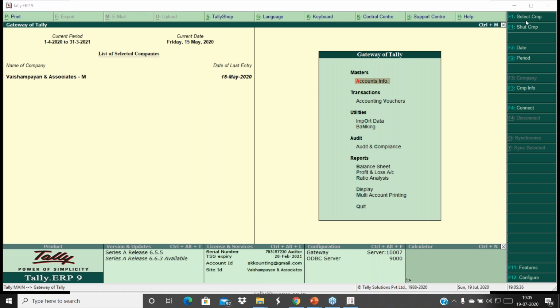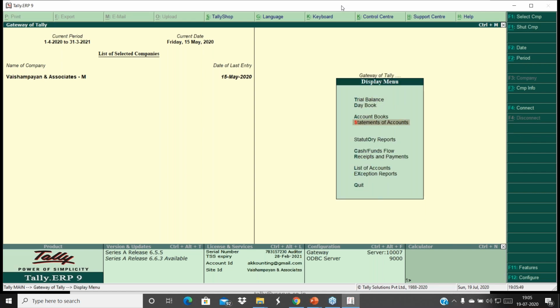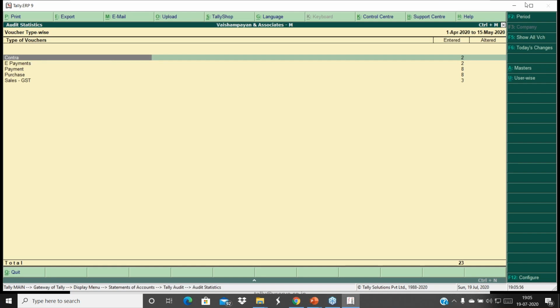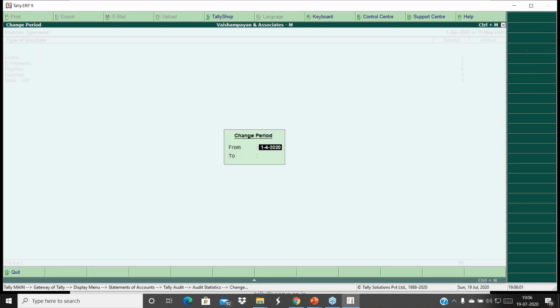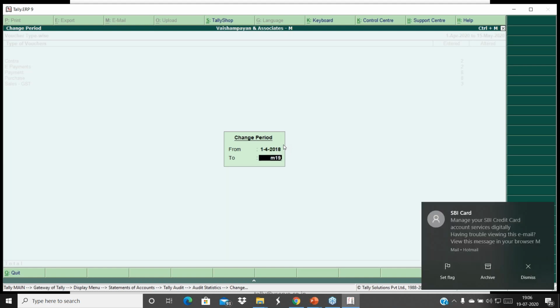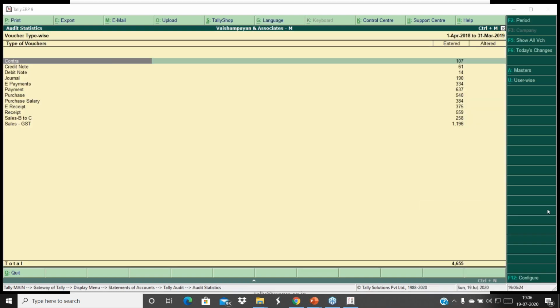This report presupposes that you have created users and each user has dedicated rights. So when you have that kind of a situation, under Tally, you can go under display, go under statement of accounts, go under Tally Audit, and you can actually see the Tally Audit feature. Let me change the period so you will be able to see a little more number of transactions. Let me keep it as 1819. Okay, so now these are the number of transactions, voucher type wise, that have been entered.